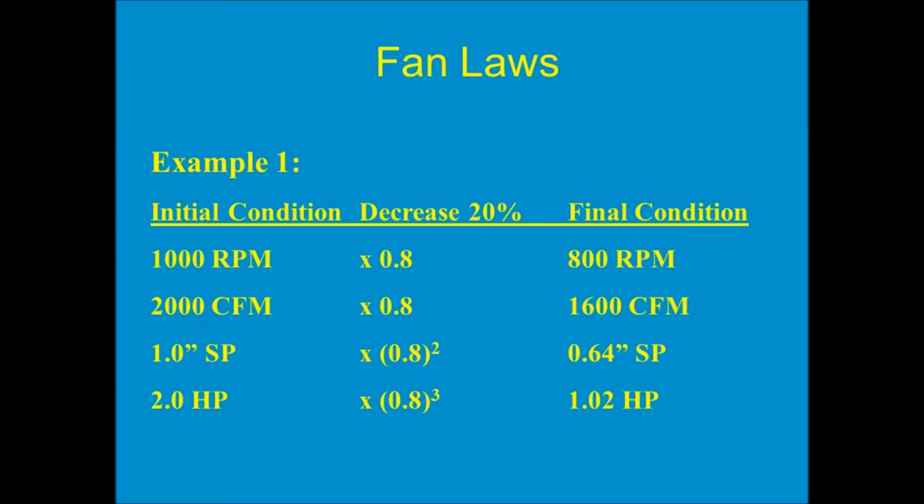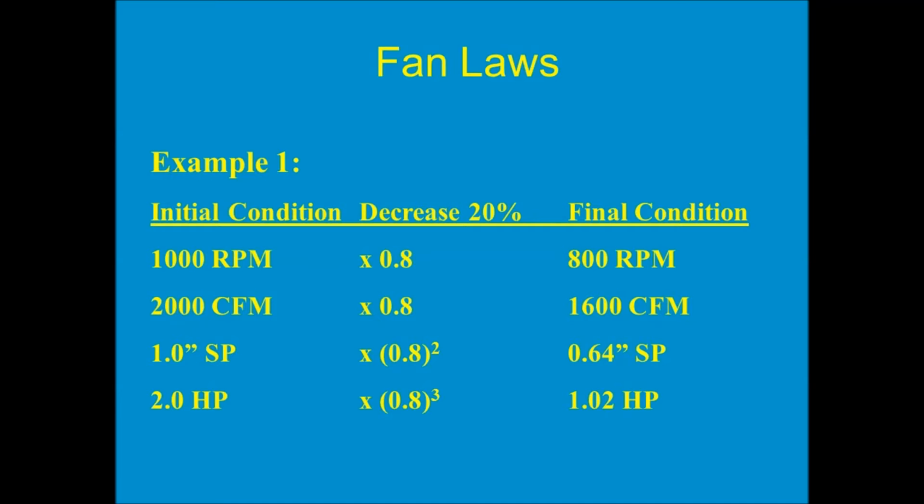But the impact on the pressure that the fan has to work against is that change squared. So now instead of 1 inch of pressure, we only have to work against 0.64 inches of pressure. The real big impact is horsepower. We take our initial 2 horsepower, we apply the change cubed, and now the horsepower needed is only 1.02. It's a 49% reduction in horsepower needed when we just want 20% less air.